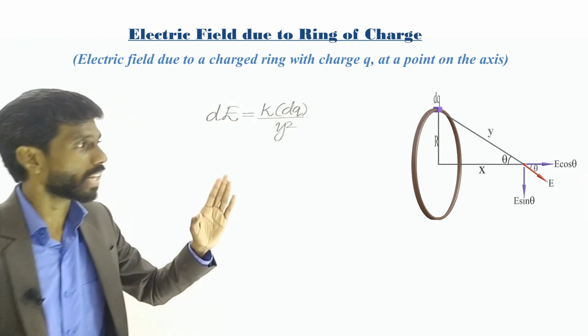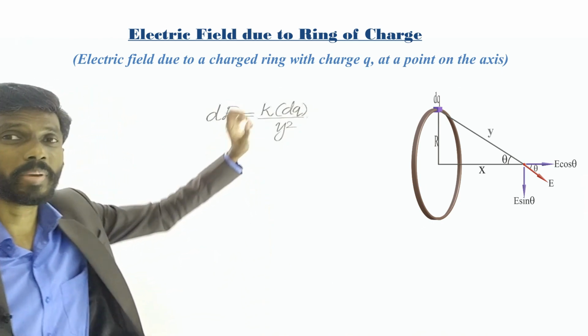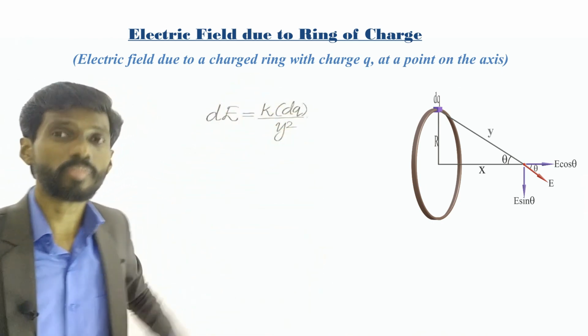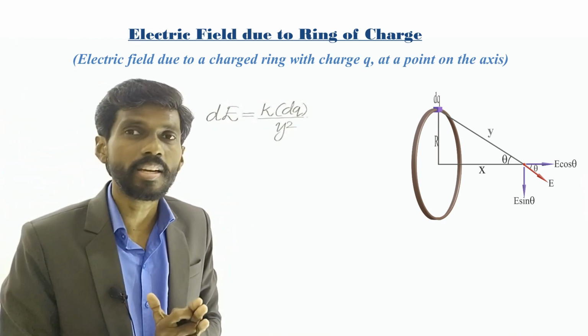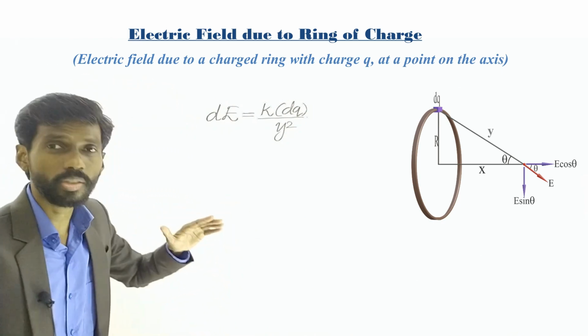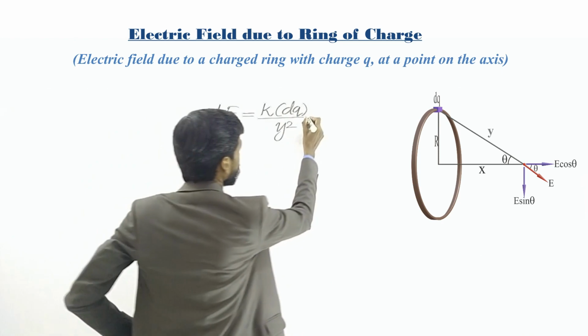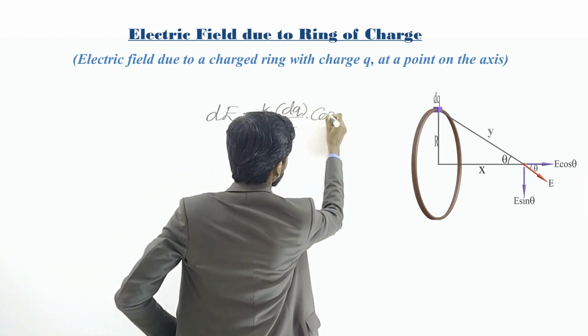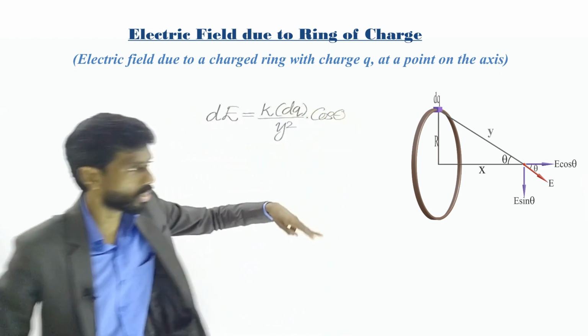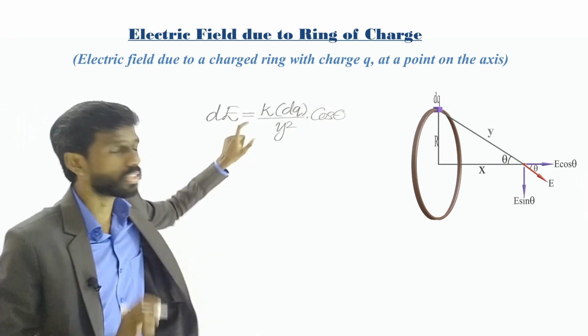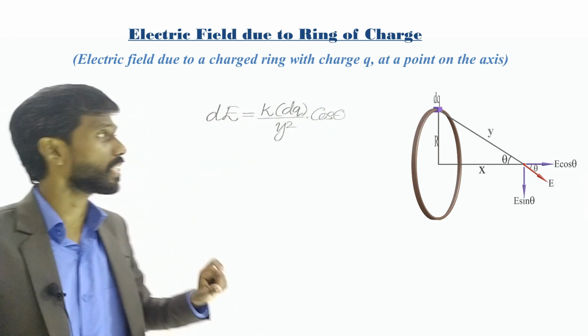Do you understand? For every upward vertical component, there will be an opposite downward vertical component. So they cancel each other, and we will only be left with the horizontal component. So let us take the horizontal component. So this multiplied by cos theta, right? Horizontal component, E cos theta. That's all. So this is the electric field due to that charge dq.